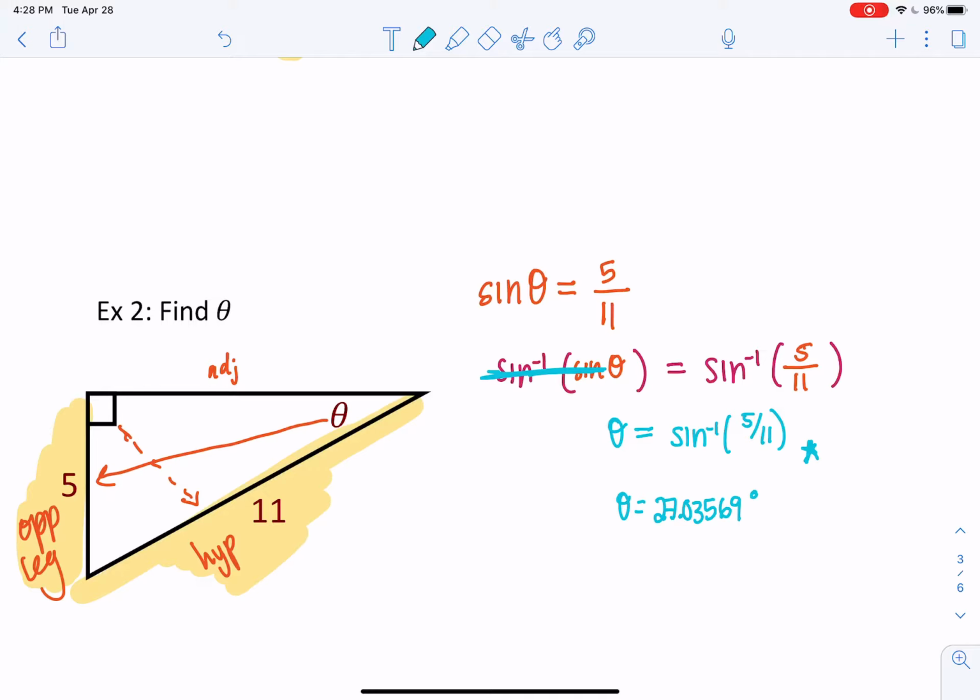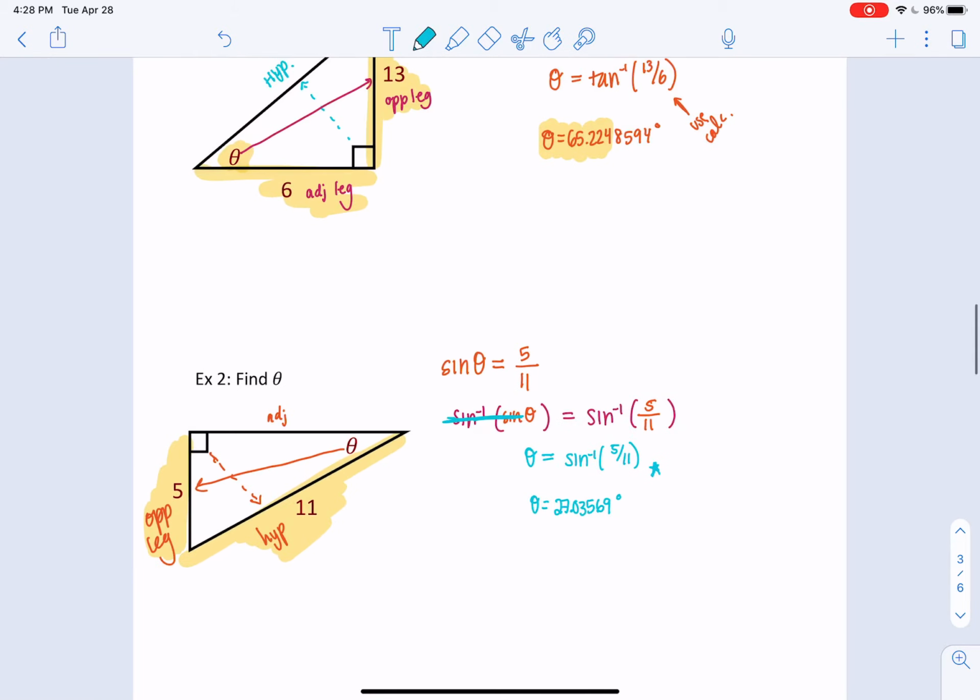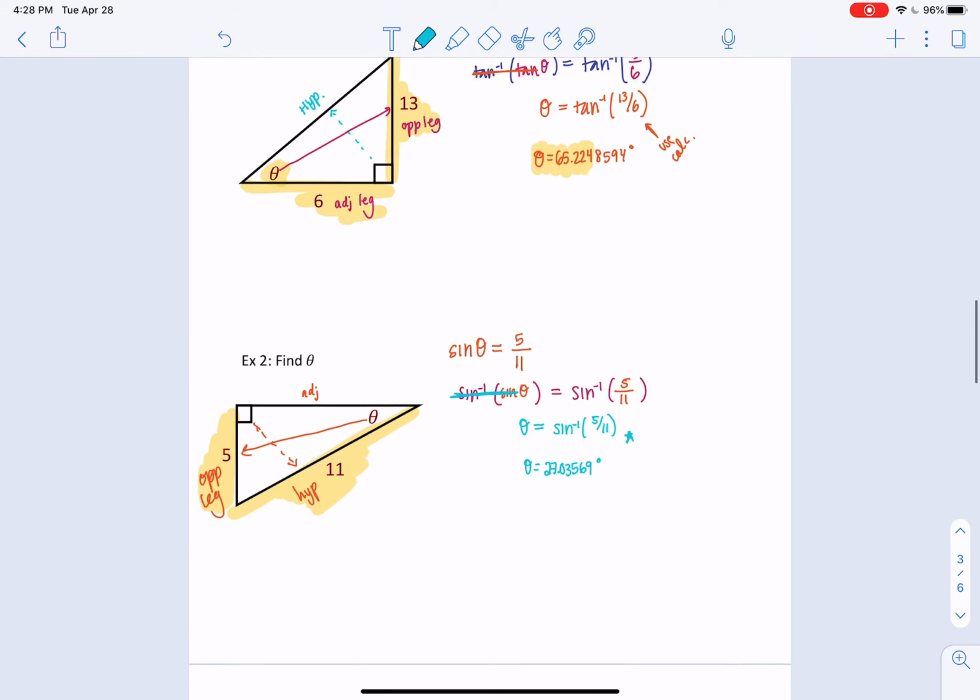So this is a quick review about inverse trig. You would do the same thing for inverse cosine as well. Come back to Zoom if you have any questions.